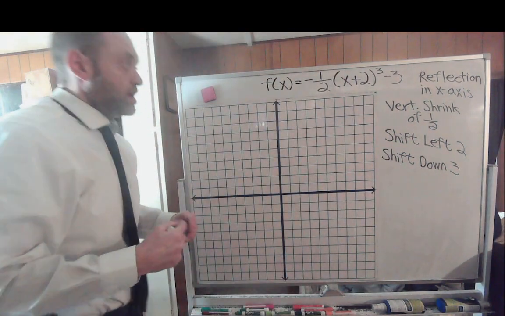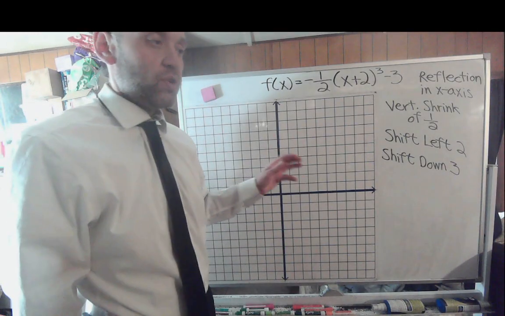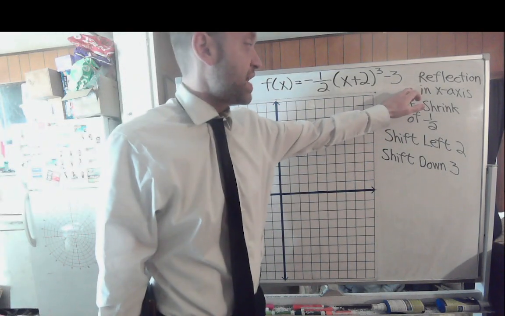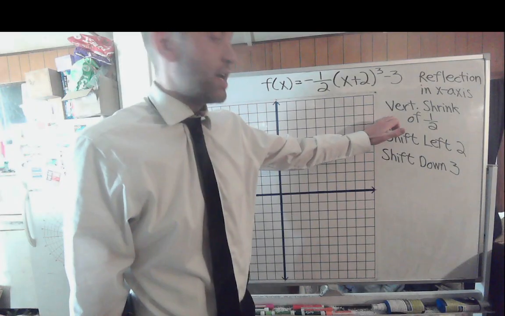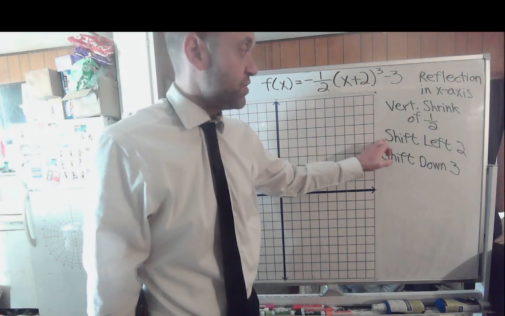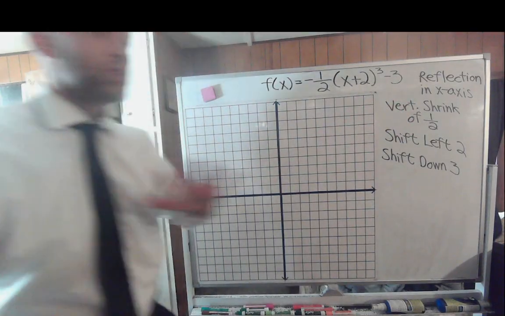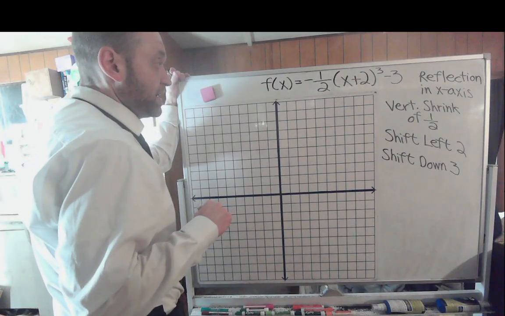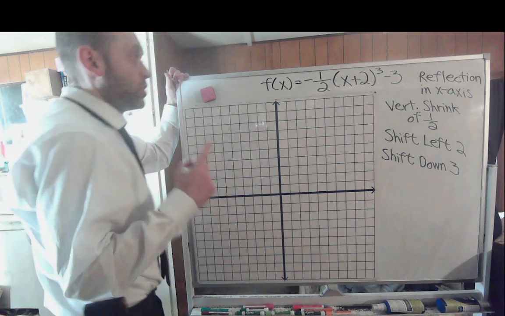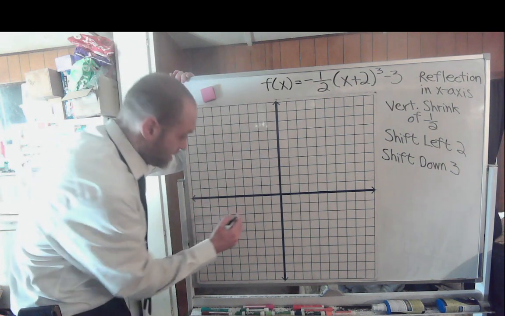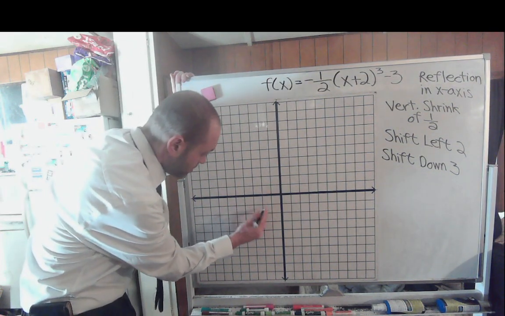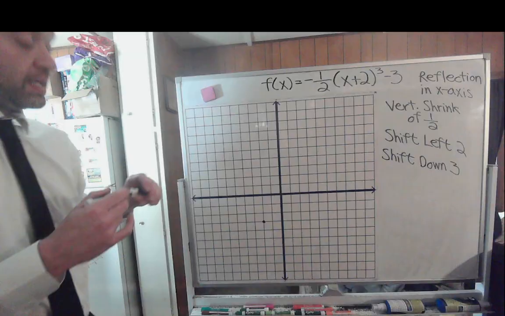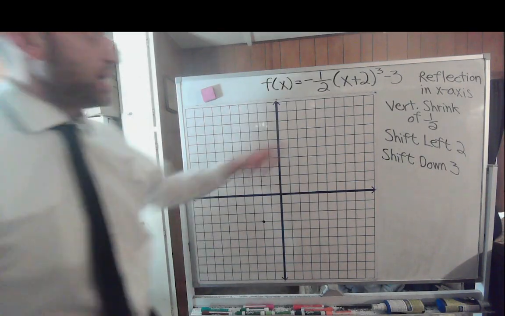So the change from the original f of x equals x to the third to what you see here is a reflection in the x-axis, a vertical shrink of 1/2, then shifting left 2 units and shifting down 3 units. So let's put all this together and graph it. So when x is negative 2, your y-coordinate would end up being negative 3. Right there, okay. Now, let's take x equals negative 1.